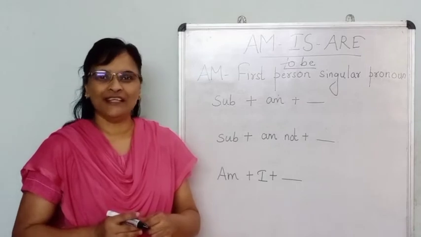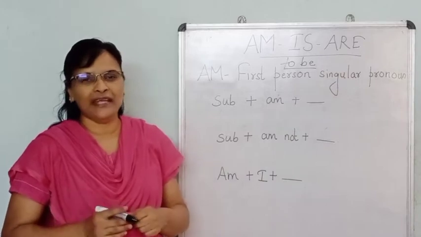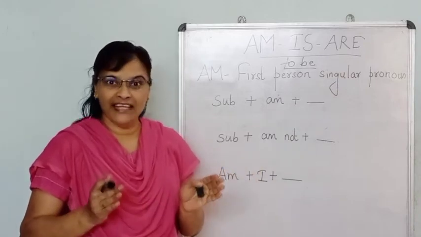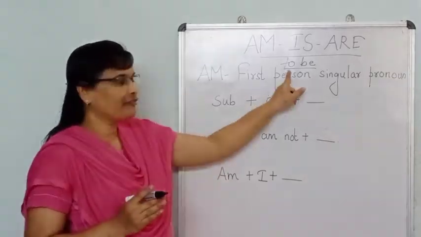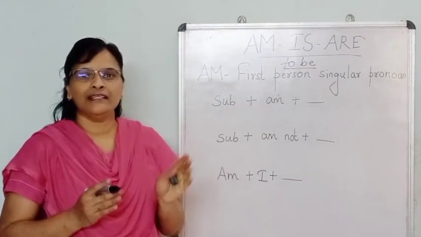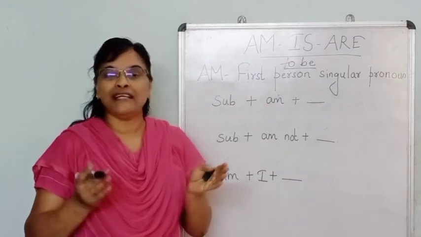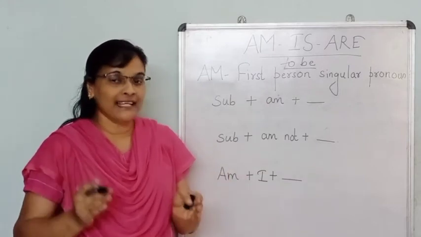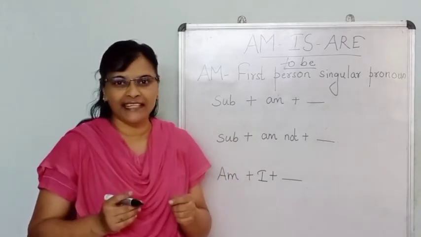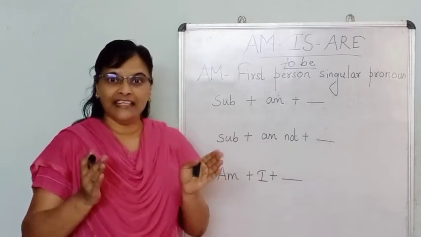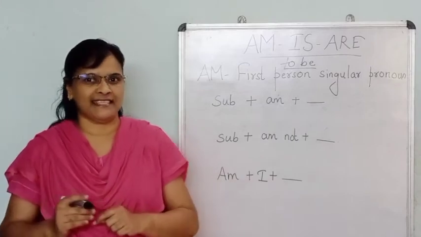Today, let's learn the usage of am, is and are. By the way, am, is and are are the simple present forms of the verb to be. These are used to describe the state, feeling or condition in which someone or something is. In short, am, is and are are used to connect the subject to what is being said about the subject.